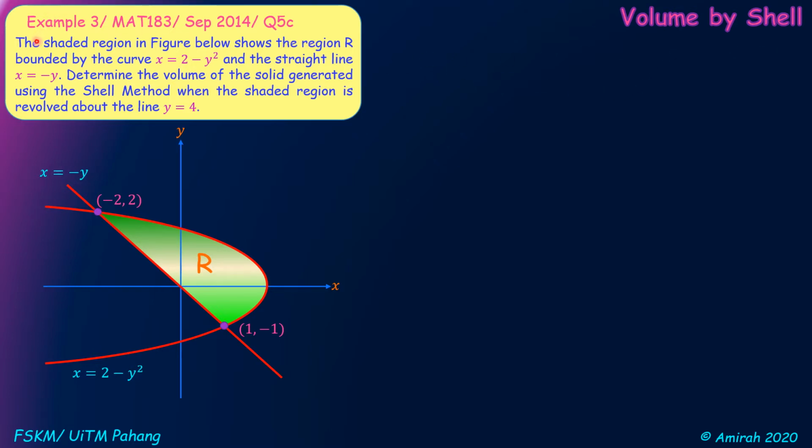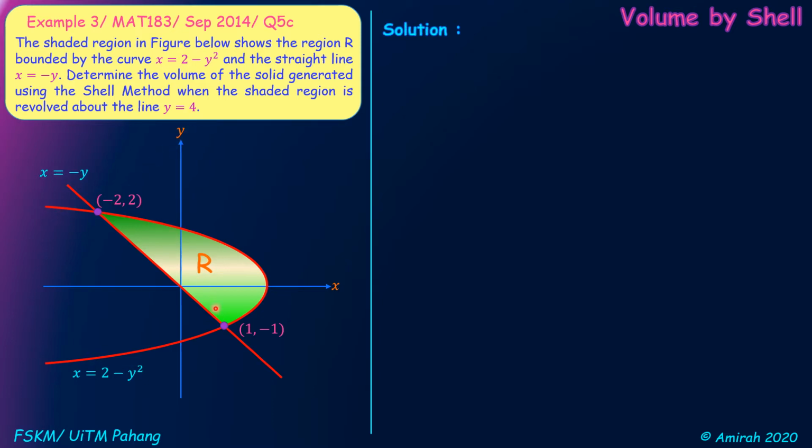Okay. Now we look at example 3 from the previous semester papers. The shaded region in the figure below shows the region R bounded by the curve x equals 2 minus y squared and the straight line x equals negative y. Determine the volume of the solid generated using the shell method when the shaded region is revolved about the line y equals 4. Right?